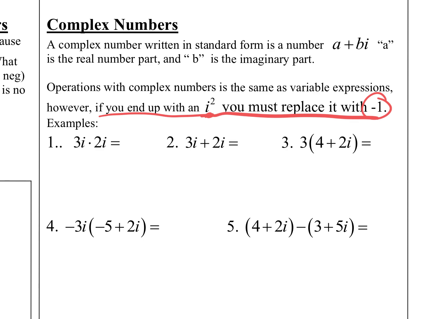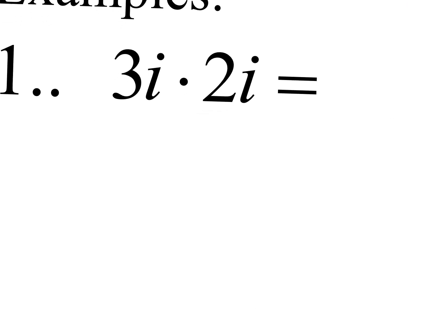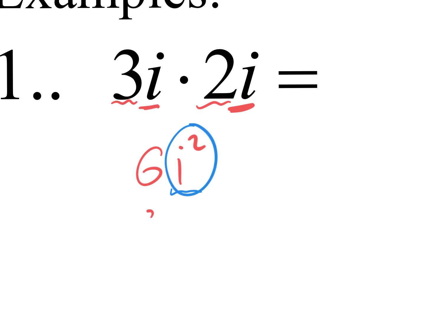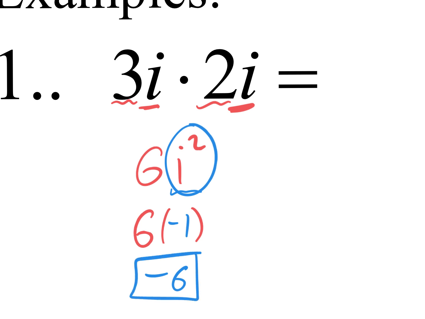Okay? So for example, right here, what is 3i times 2i? What is 3 times 2? 6. What's i times i? i squared. So that's your answer, but what do we know about i squared? i squared is really what? Negative 1. This is really a negative 1. So you really have a 6 times a negative 1. So what's your final answer? Negative 6.